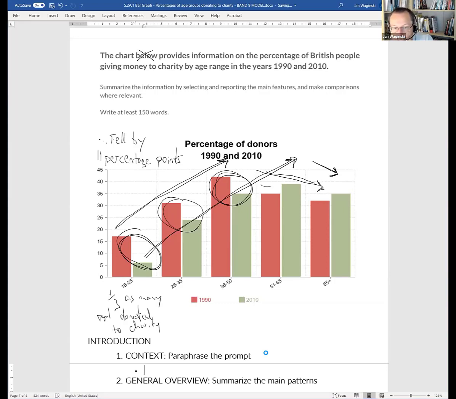What's a synonym for the chart? Structure? No, the chart. The graph? Table? In this case, it's not a table. A table is like a grid. Oh, okay.